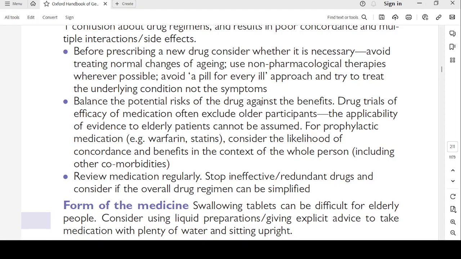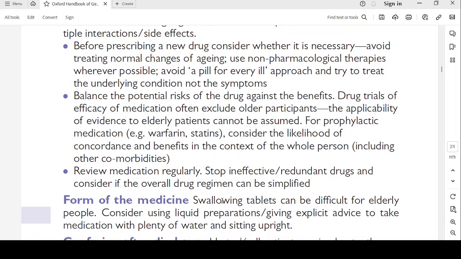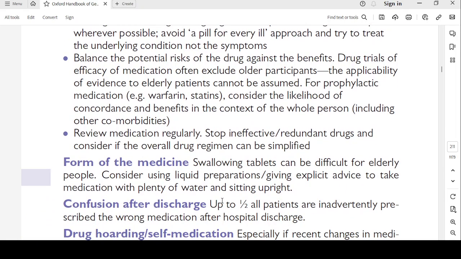Balance the potential risk of the drug against the benefits. Drug trials of efficacy of medicine often exclude older participants. The applicability of evidence to elderly patients cannot be assumed. For prophylactic medication like warfarin and statins, consider the likelihood of concordance and benefits in the context of the whole person, including other comorbidities. Review medications regularly. Stop ineffective or redundant drugs and consider if the overall drug regimen can be simplified.